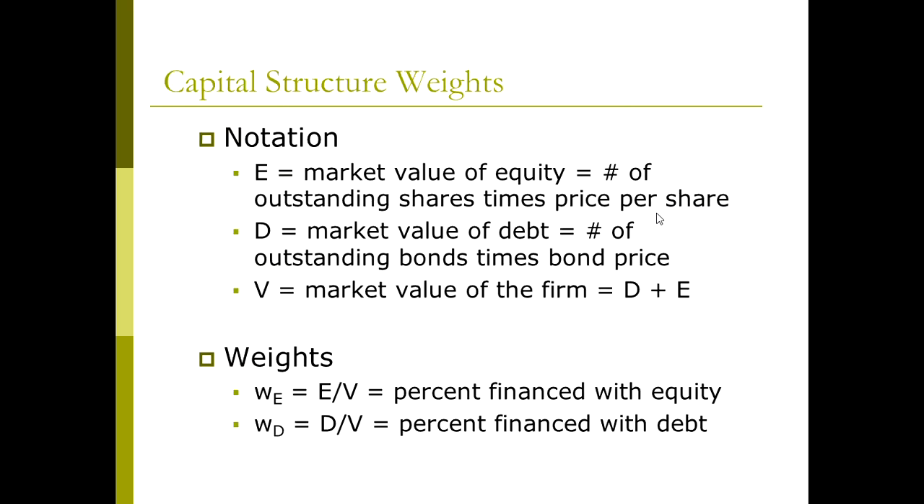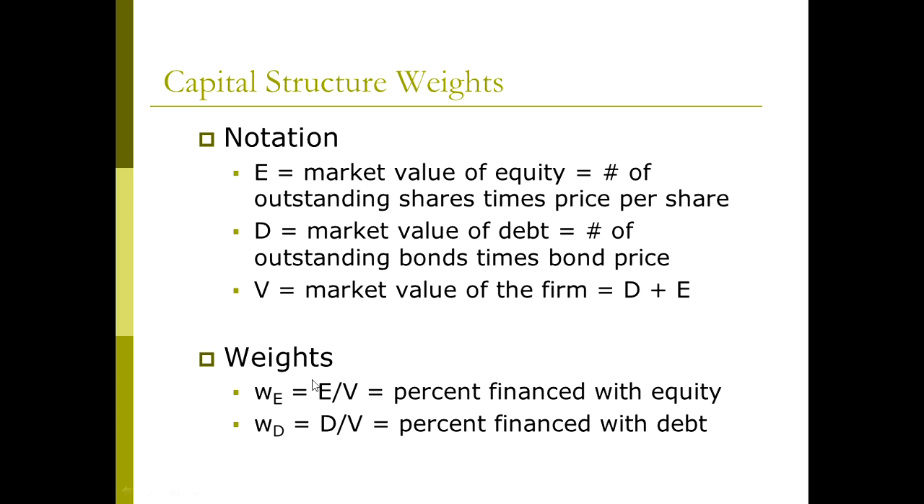Okay. So before I introduce the formulas, I want to introduce some notations. Capital E means the market value of the equity, or the market value of stocks, which is the number of shares outstanding times the price per share. Capital D is the total market value of the debt, which is the total market price of the bond, not the face value of the bond. Capital V is the total market value of the firm, which is the sum of the debt and equity.